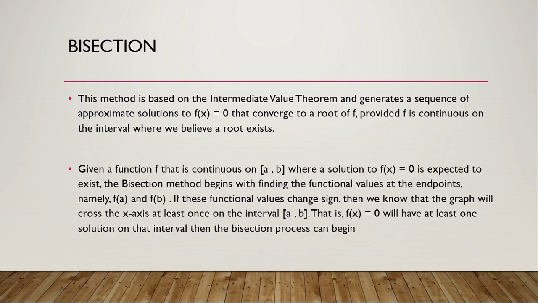But essentially, when you're given a function f that is continuous on [a, b], where a solution to f of x equal to 0 is expected to exist, then the bisection method begins with finding the function values at the endpoints, namely f of a and f of b. If these function values change sign, then we know that the graph will cross the x-axis at least once on the interval [a, b]. That is, f of x equal to 0 will have at least one solution on the interval, and then the bisection process can begin. So let me break this statement down for you, and hopefully you get a little bit more context about this.